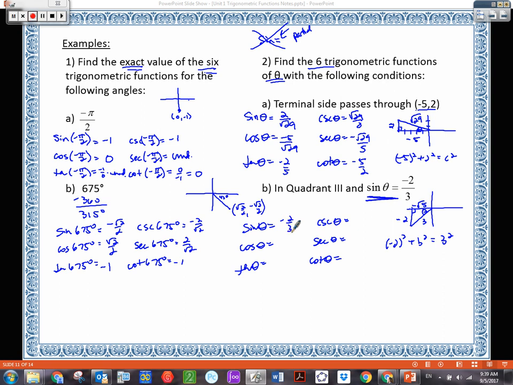And that means cosecant is that reciprocal, so we flip it upside down, -3/2. Cosine is adjacent. Adjacent would be -√5 over hypotenuse. And then secant, we're going to flip that upside down, and we get -3 over √5. Okay, is everybody okay? Then tangent is opposite over adjacent, which would be -2 over -√5, which would give me 2 over √5, because the negatives cancel out. And then cotangent, we would flip that upside down, and we would get √5 over 2.